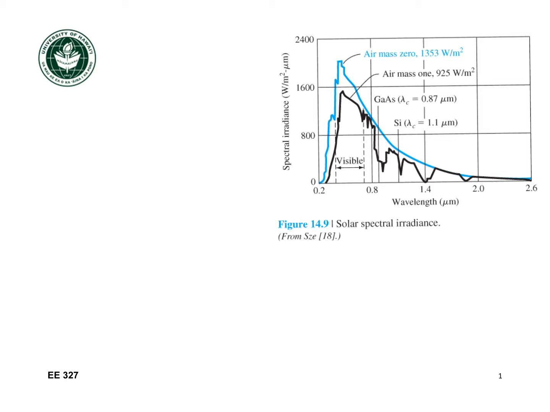Why is this important? Well, for the energy of each photon, if that energy is greater than or equal to the band gap of the semiconductor that makes up that p-n junction, this means that this will provide power to our solar cell.